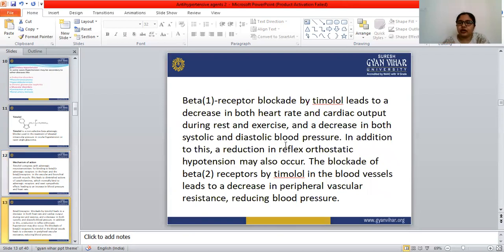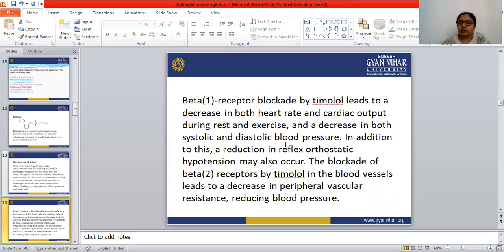Beta 1 receptor blockade by timolol leads to a decrease in both heart rate and cardiac output during rest and exercise, and a decrease in both systolic and diastolic blood pressure. In addition, reduction in reflex orthostatic hypotension may also occur.